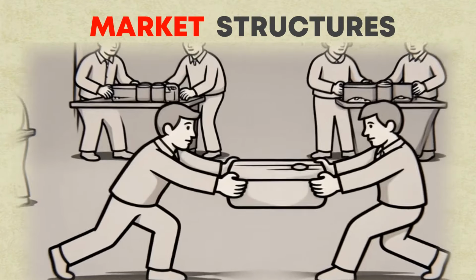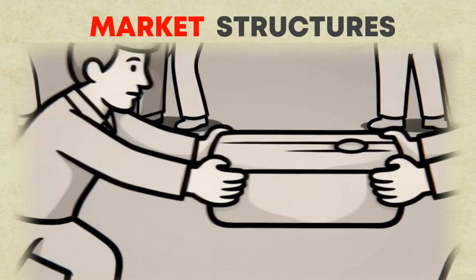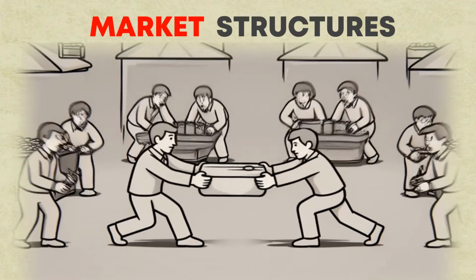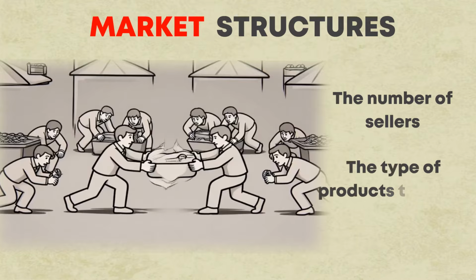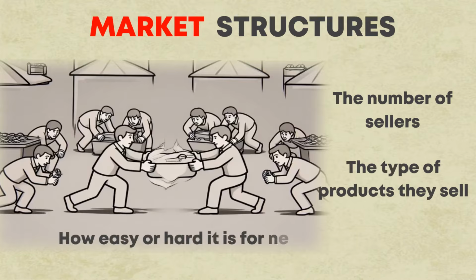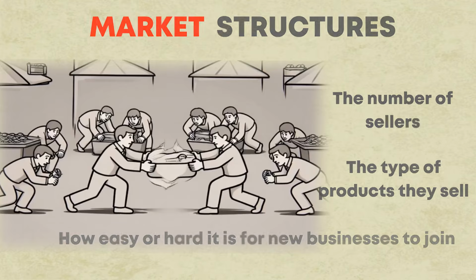So, what exactly are market structures? Think of them as the different ways industries are organized based on the number of sellers, the type of products they sell, and how easy or hard it is for new businesses to join. Each structure has its own unique characteristics, advantages, and disadvantages. Let's break them down.